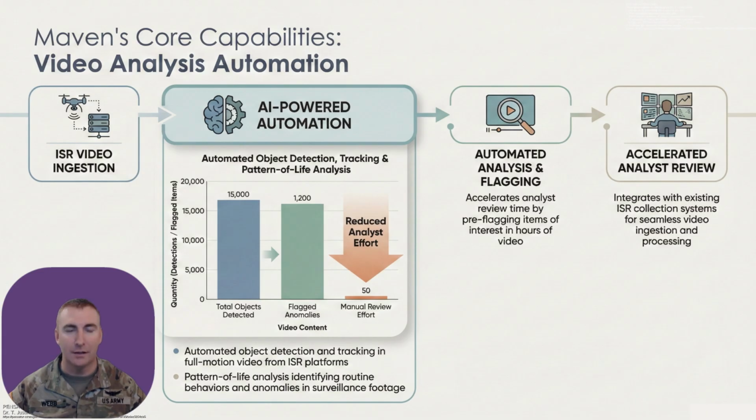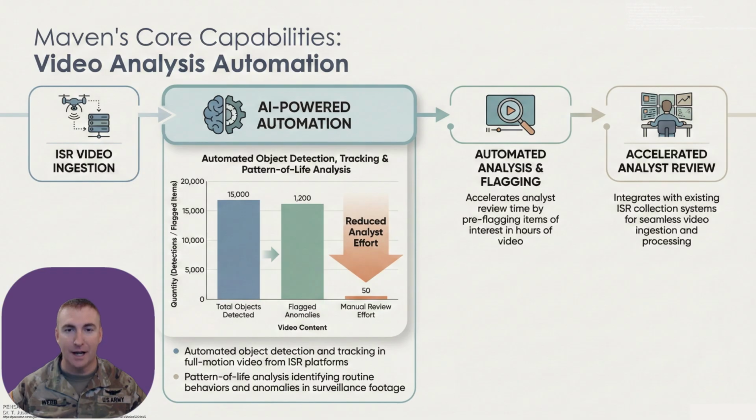Video analysis is where Maven saves the most time. Automated object detection and tracking in full-motion video from ISR platforms. Pattern of life analysis identifying routine behaviors and anomalies in surveillance footage. Maven accelerates analyst review time by pre-flagging items of interest in hours of video. Instead of analysts watching every frame, Maven surfaces the critical moments requiring human judgment.